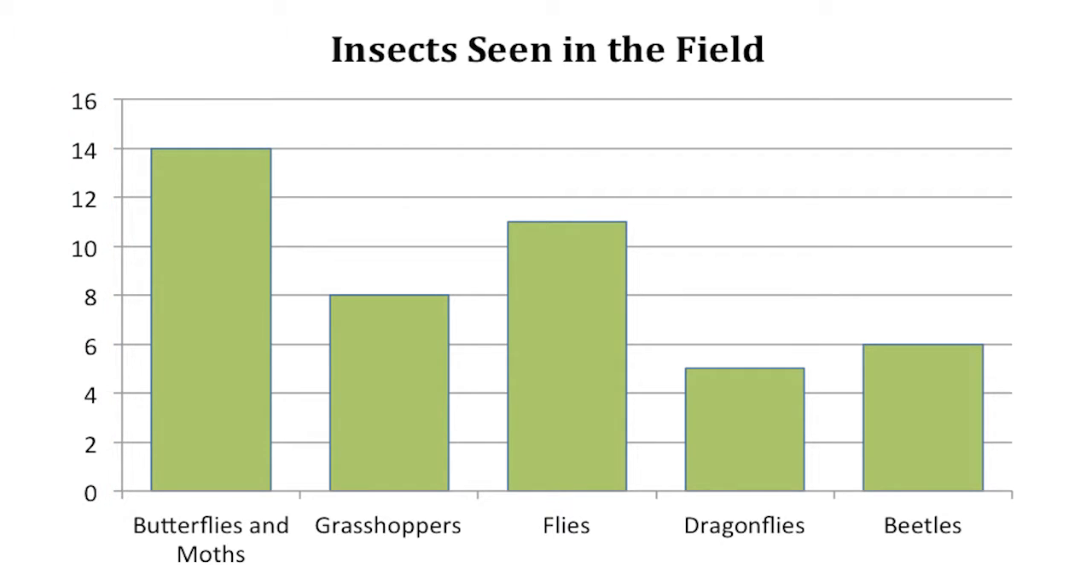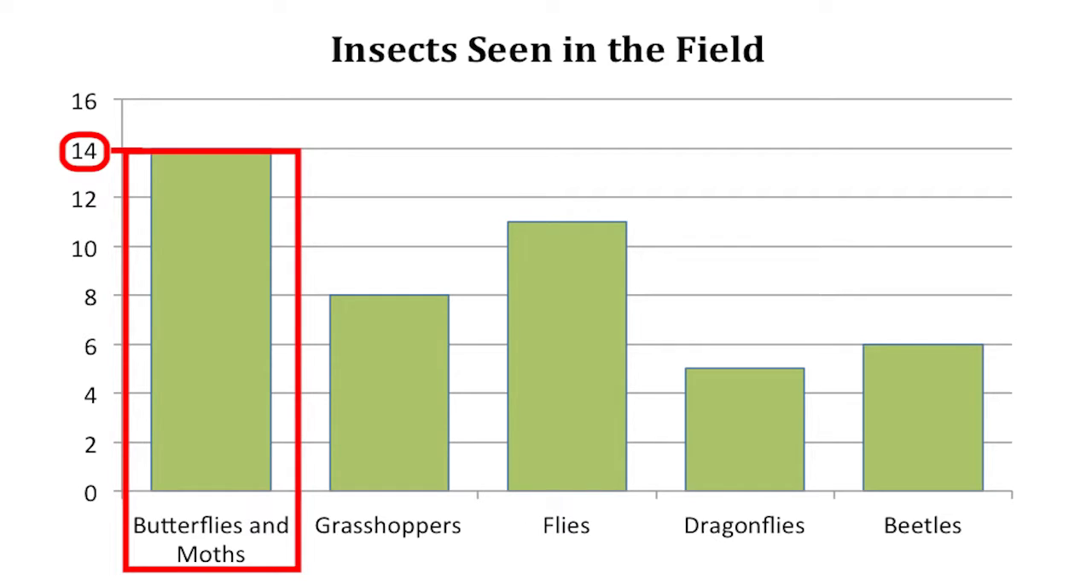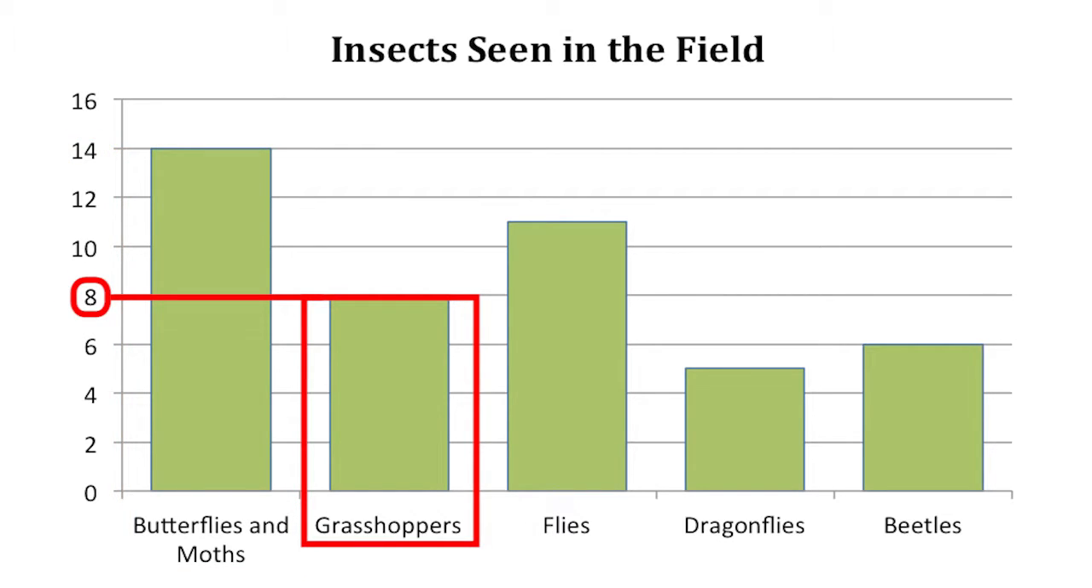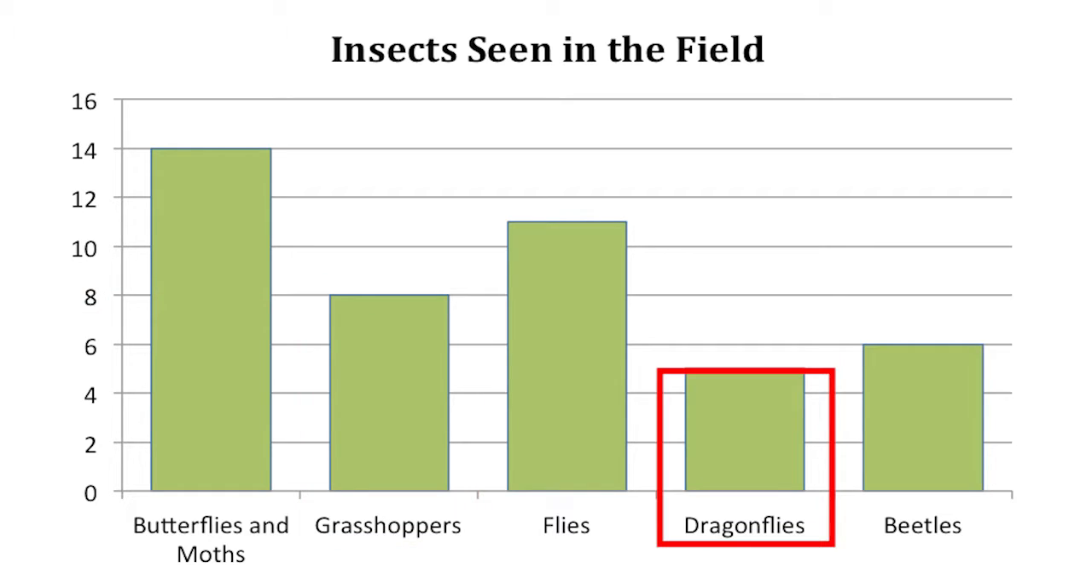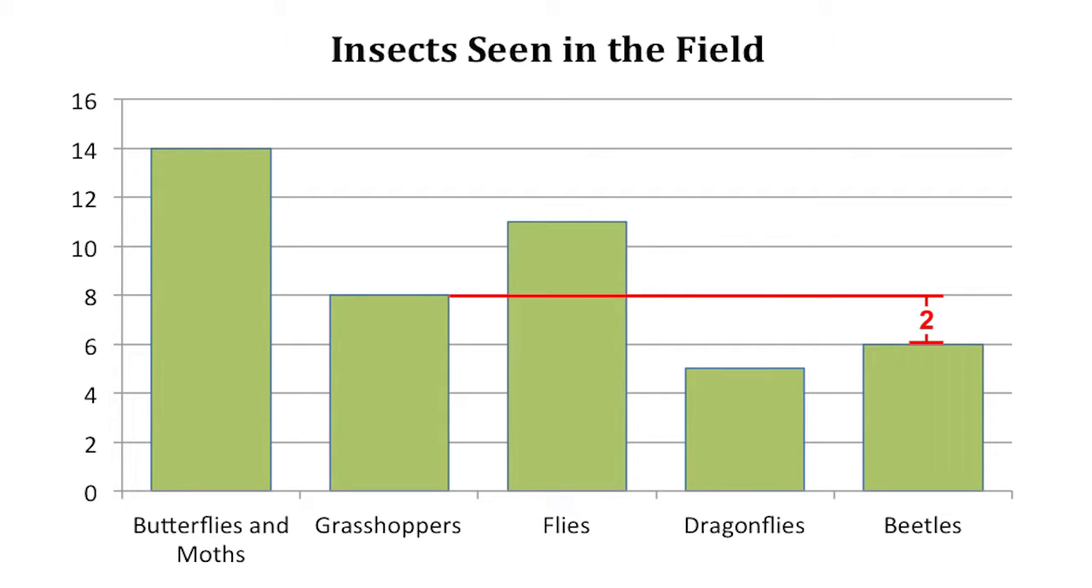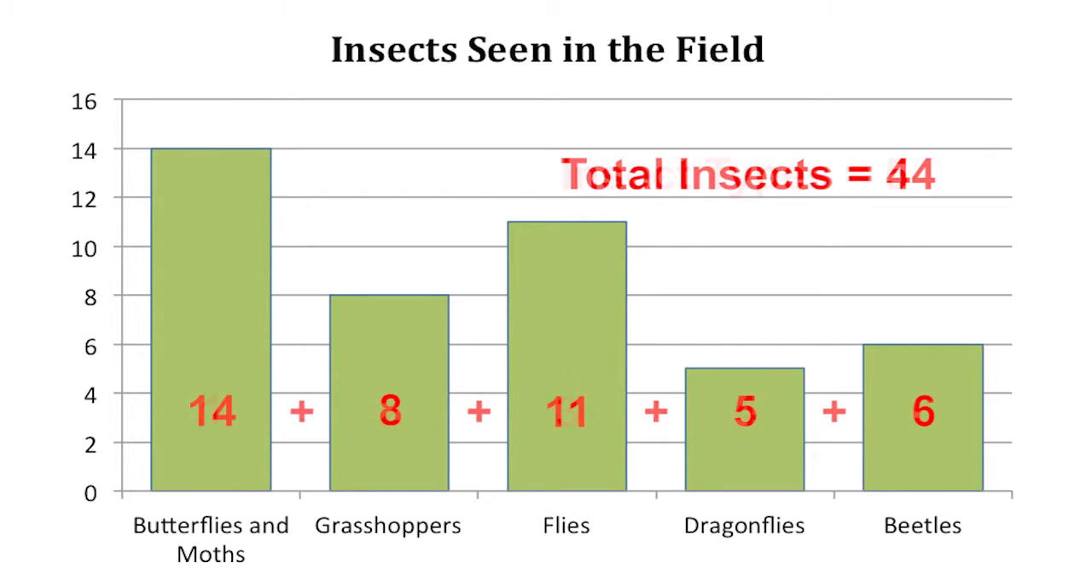So it looks like there were 14 butterflies and moths seen in the field and 8 grasshoppers, but how many dragonflies were there? Since the bar reaches between the scale of 4 or 6, then this bar must represent 5. Some questions we ask your child to answer as they use the information on the graph are: how many more flies were seen than dragonflies? How many fewer beetles were seen than grasshoppers? How many total insects were seen? And how many types of insects were seen?